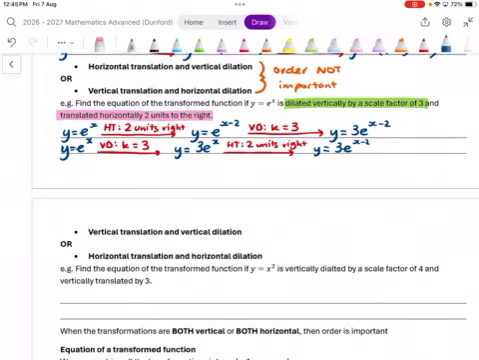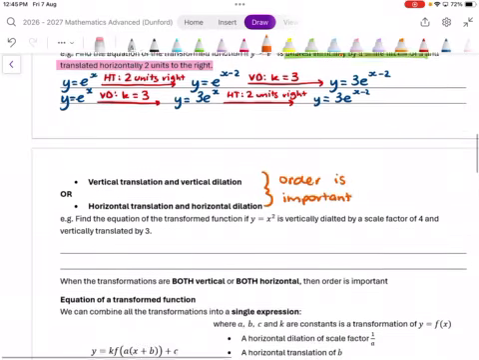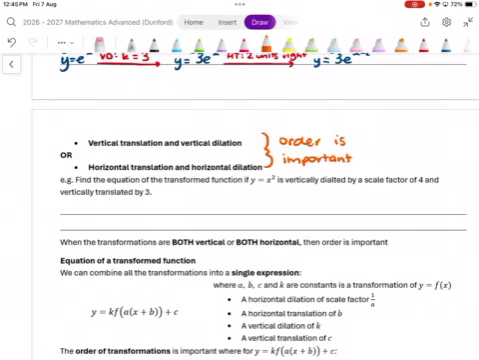Okay, so what we have now is if we have a vertical translation and a vertical dilation, or a horizontal translation and a horizontal dilation, we have that order is important. So if you have two horizontals or two verticals, order is important. So let's investigate that together. We want to find the equation of the transformed function if y equals x squared is vertically dilated by a scale factor of 4 and vertically translated by 3.